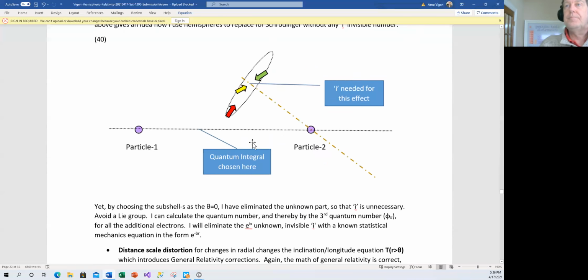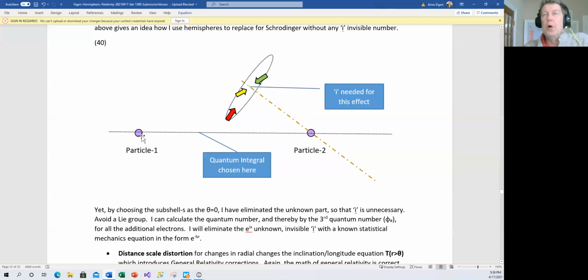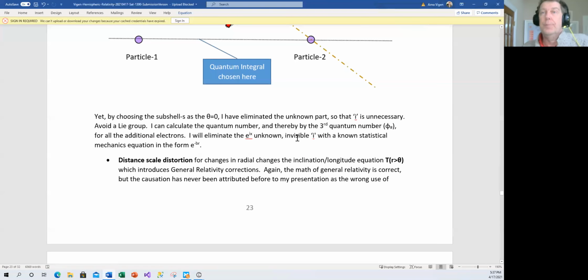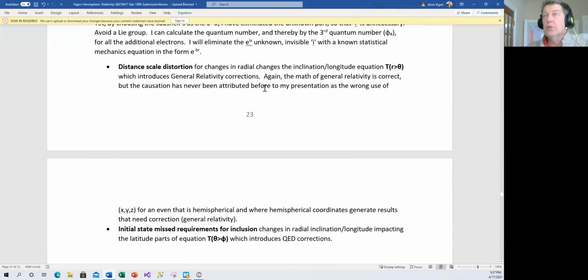Now, why do you need this? Well, you see, if you have particle 1 and particle 2, and this has an axis, everything is pointing to that. In regular statistical mechanics, if you don't know that axis, it calculates by I. And the math is, the position is e to the exponent iR. And that's the main part of what's called the Schrodinger equation. So we get distance scale distortions, and we get initial state missing requirements. And that's what is QED.